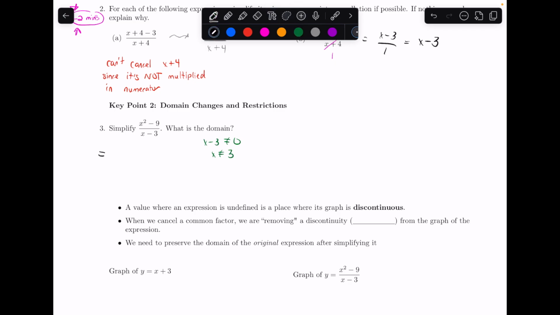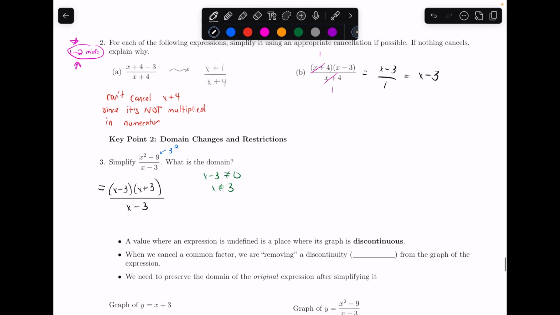So let's factor this. I notice that 9 is 3 squared, so I get a difference of squares. So I get x minus 3 times x plus 3. And then all over on the denominator, I got x minus 3.